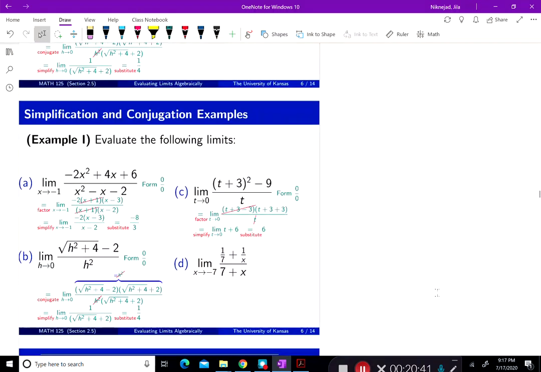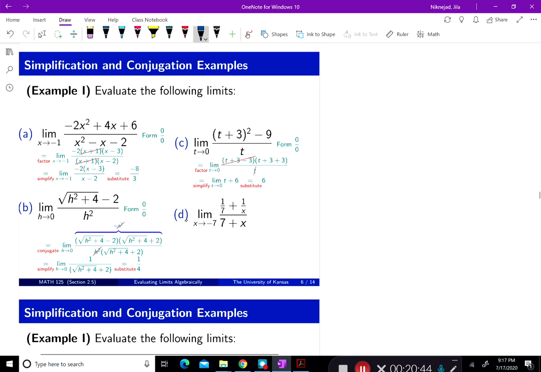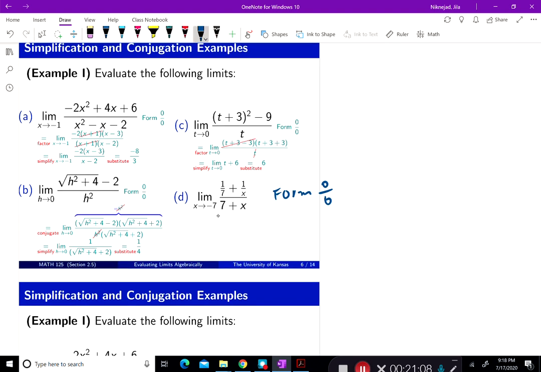So the next question is part D of example 1. How do we evaluate this limit? Here, if I plug in direct substitution, I get 1 over 7 minus 1 over 7, 7 minus 7, 0 over 0 again. So I know that I need to figure out a way, and I know the denominator has a linear factor, so I need to figure out a function with a linear factor on top to be able to simplify with the denominator.